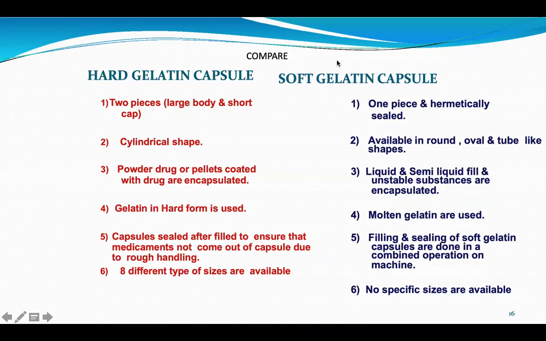Molten gelatin is used for soft. Capsule is sealed after fill to ensure that medicament does not come out of capsules due to rough handling. Filling and sealing of soft gel capsule are done in a combined operation on a machine. Eight different sizes are available for hard capsules. No specific sizes are available for soft.